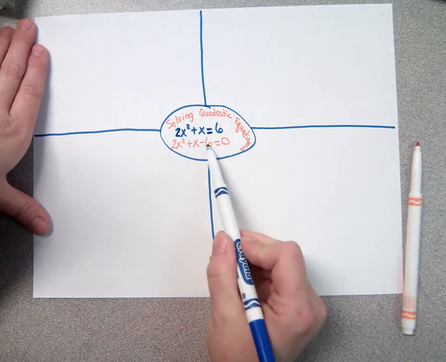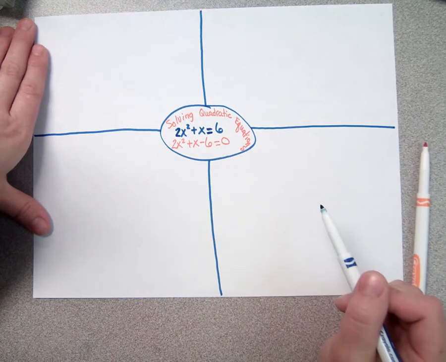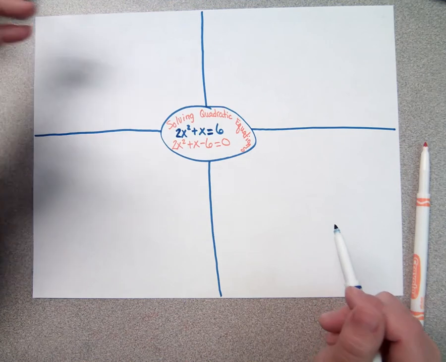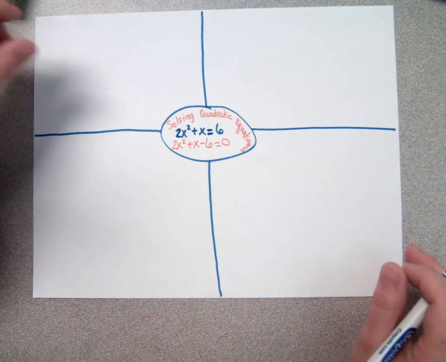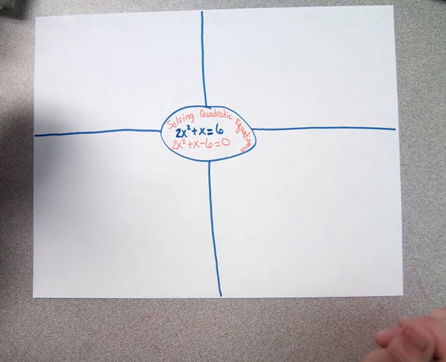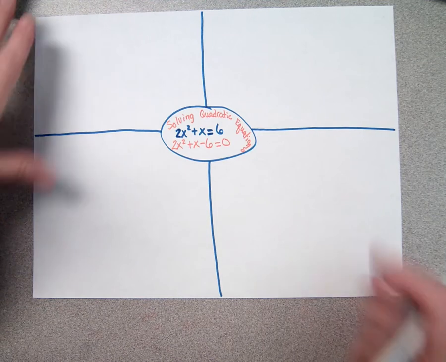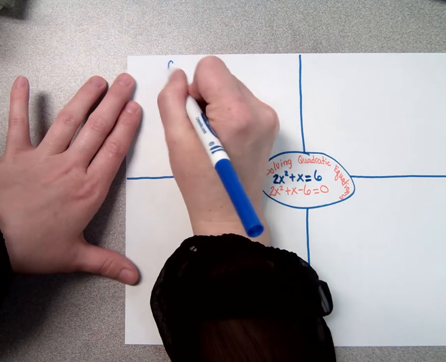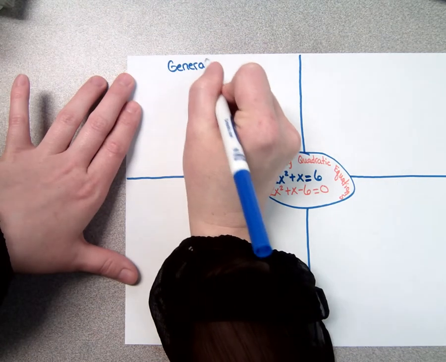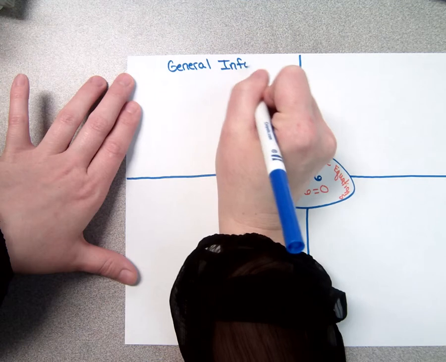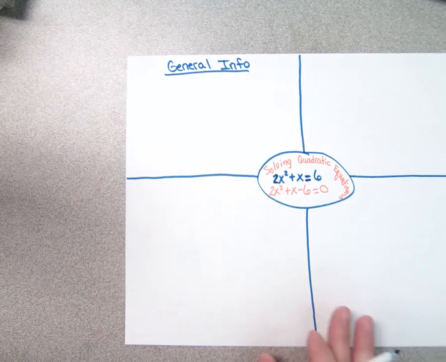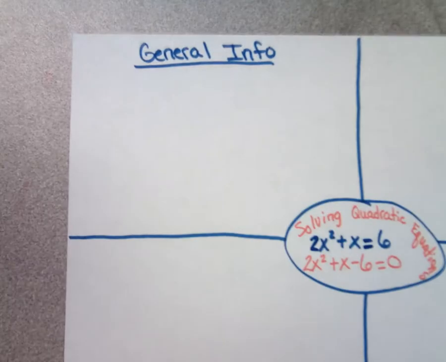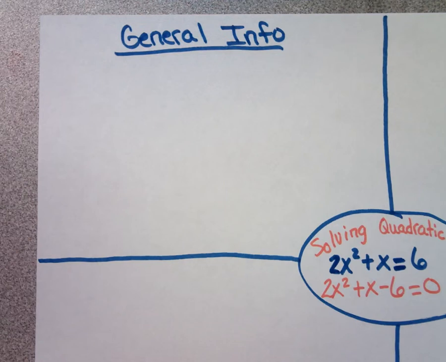And once you have your quadratic set equal to 0, then we're ready to solve it by whichever method we would like. On this paper, we're going to solve the same equation all 3 ways that we know: graphing, factoring, quadratic formula. So before I get to that, I'm going to start with some general info. I'm going to go ahead and blow this up so you can see a little bit better.